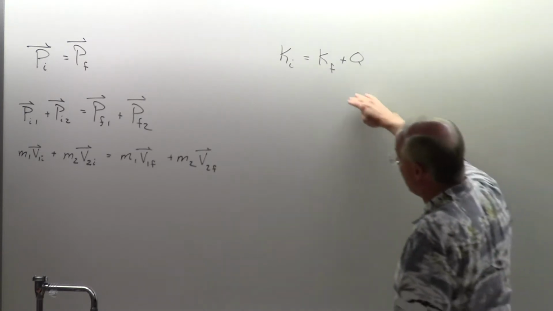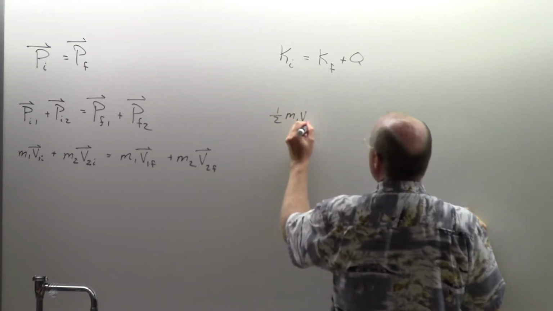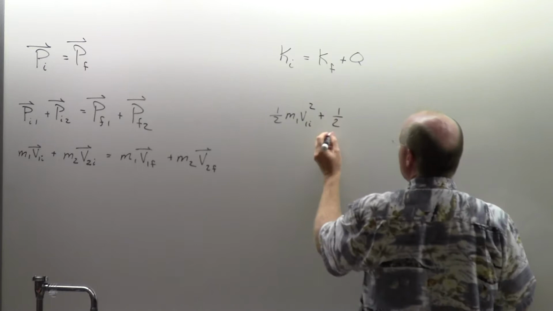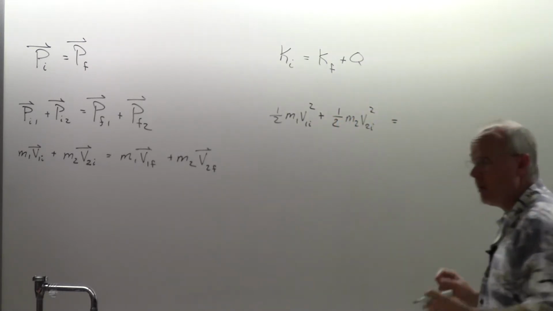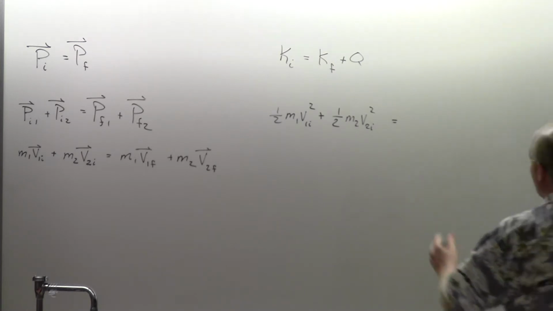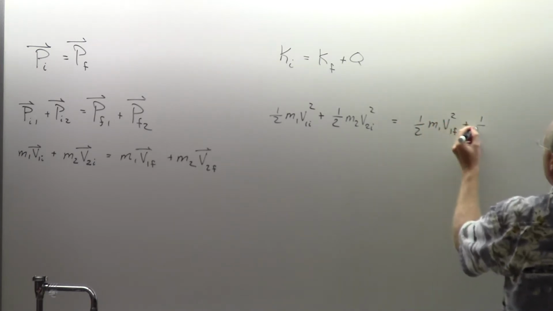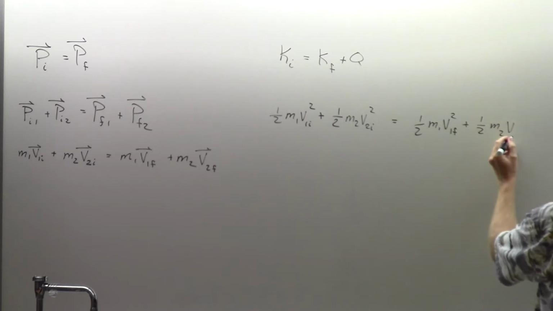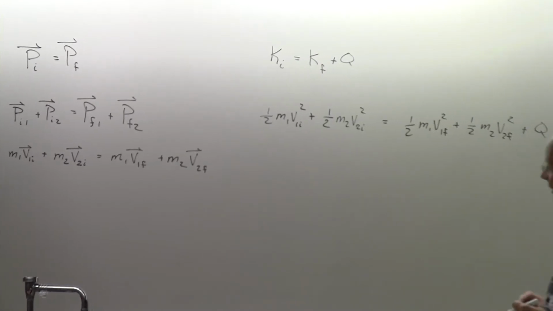Now if I write this out in more detail, this would be 1/2 m1 v1 initial squared plus 1/2 m2 v2 initial squared. And so that would be the initial kinetic energies as I put the two together. And then that's got to equal 1/2 m1 v1 final squared plus 1/2 m2 v2 final squared plus any heat that might have been created in that process. And that's pretty much where we left off.